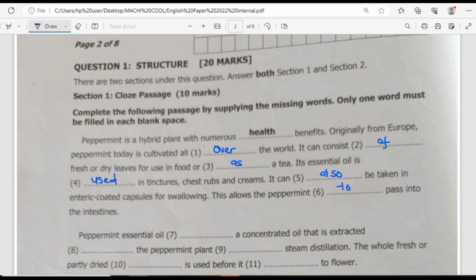Number 7. Peppermint essential oil is a concentrated oil that is extracted from the peppermint by steam distillation.